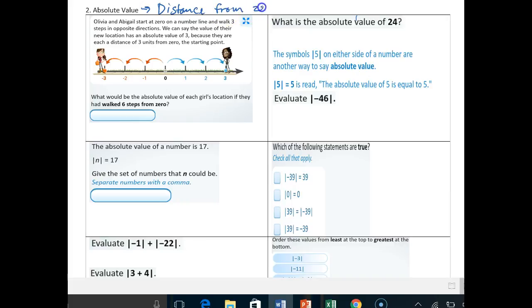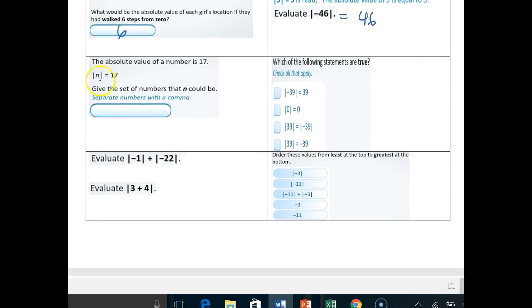So distance from 0. So they're each 6 steps away from 0, so the absolute value is 6. What about evaluating -46? What's the absolute value? The absolute value is 46. There is no such thing as the absolute value of -46 being -46. This is 46 spaces away from 0. What about what numbers could I plug in for n equals 17 if the absolute value of n? Well, I know I could plug in 17 because the absolute value of 17 is 17. I could also plug in -17.